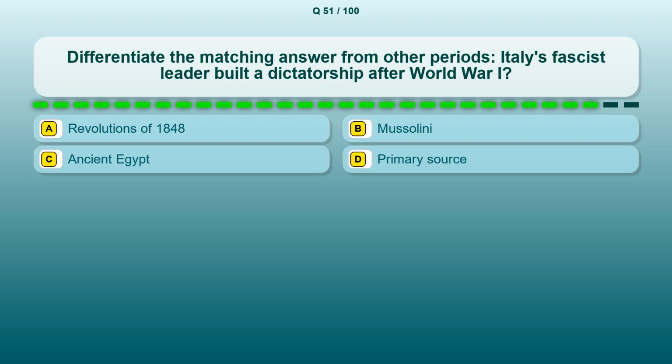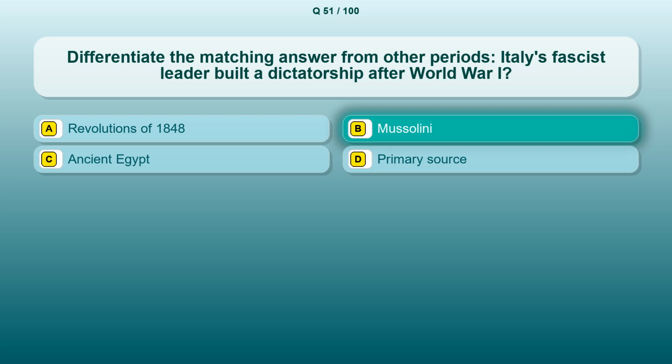Question 51. Differentiate the matching answer from other periods. Italy's fascist leader built a dictatorship after World War I. Option A, Revolutions of 1848. Option B, Mussolini. Option C, Ancient Egypt. Option D, Primary source.